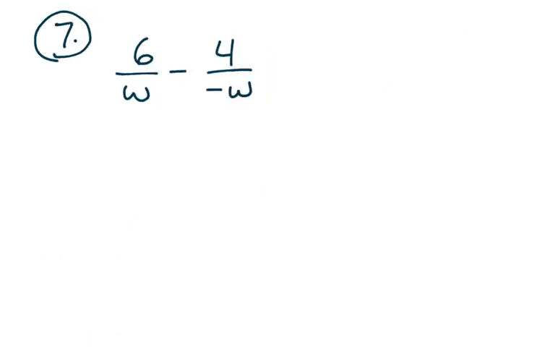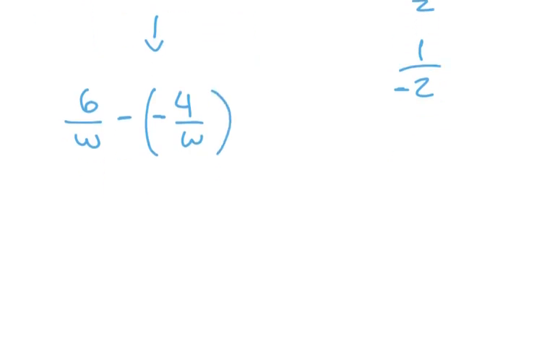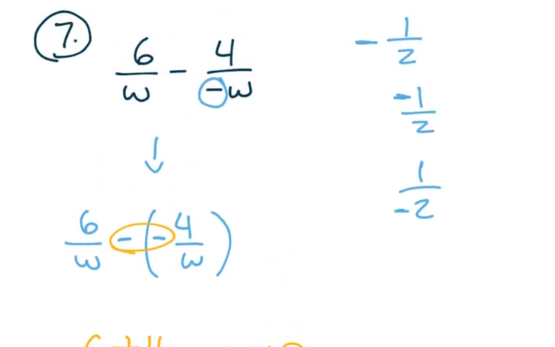All right, in this situation, this is different in the sense that you have a negative here. But remember, if I write negative 1/2, or negative 1 over 2, or 1 over negative 2, these are all the same. So in this problem, I really have 6 over w minus negative 4 over w, which is just going to leave me with, negative becomes a positive, 6 plus 4 over w, or simply 10 over w. So don't let the denominator being negative throw you off.